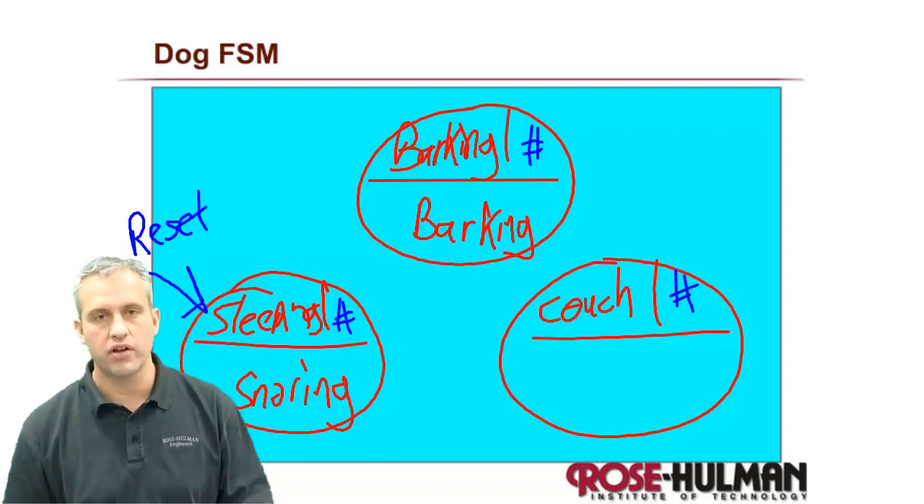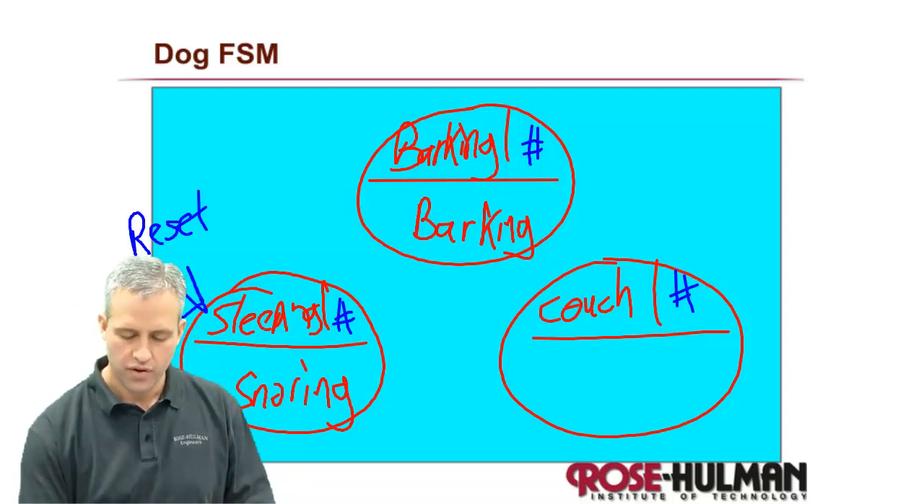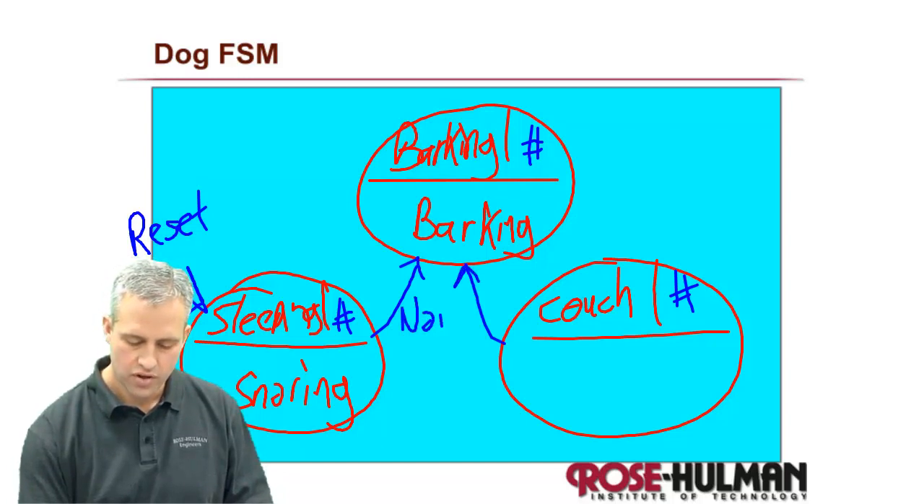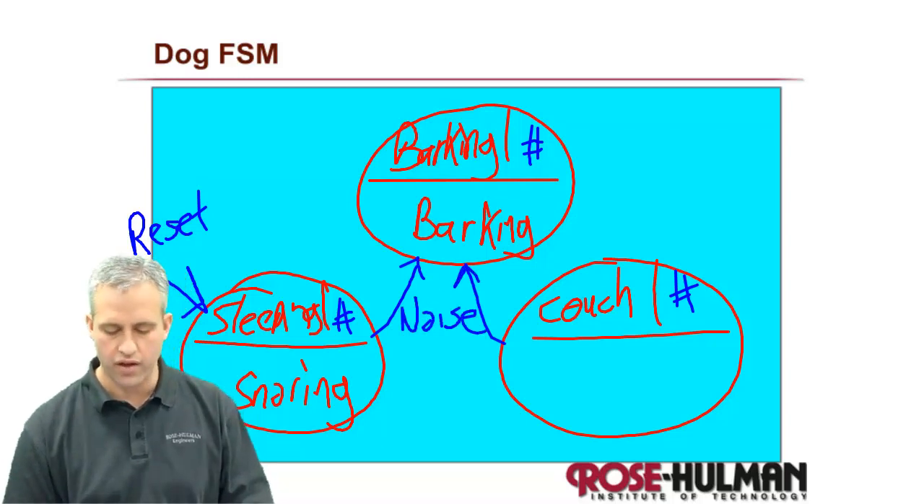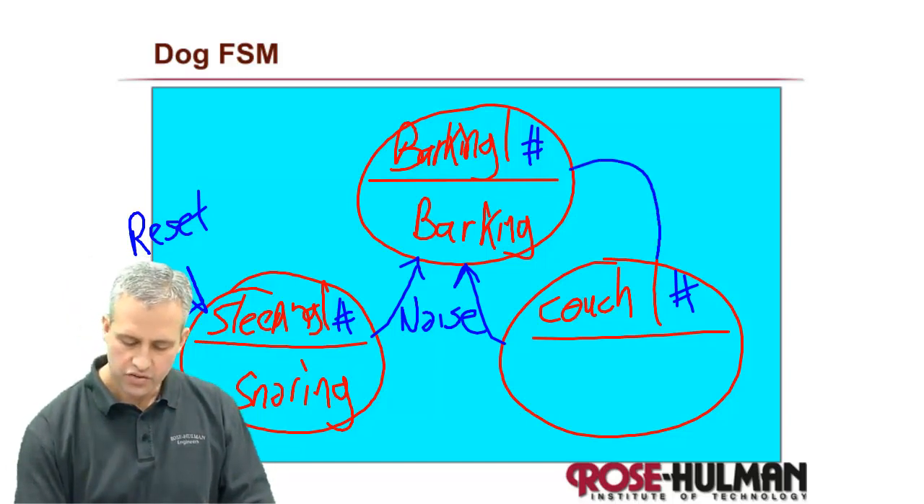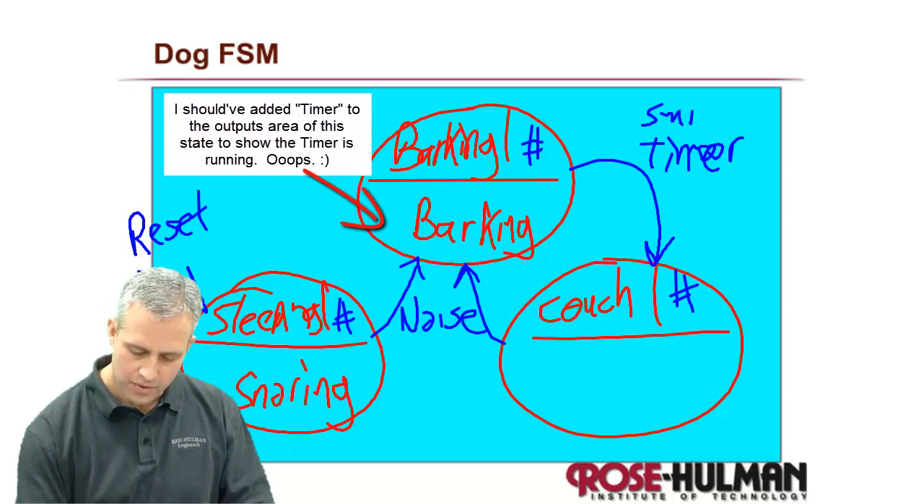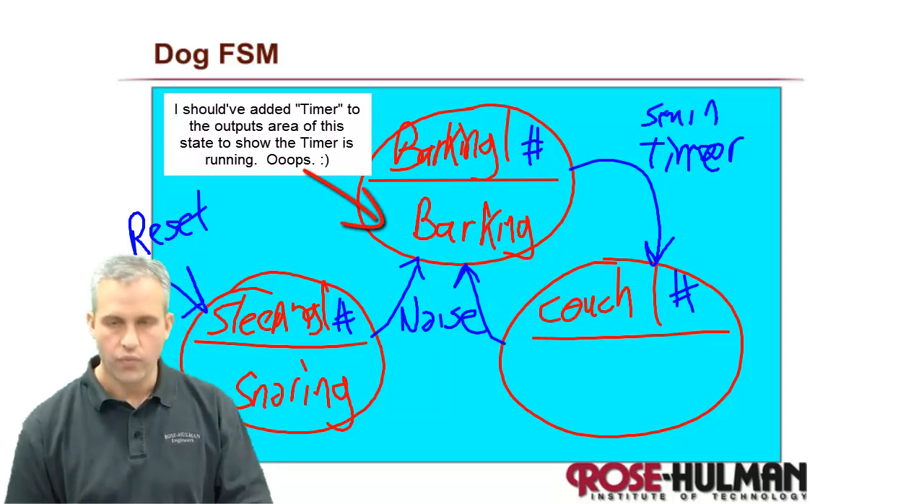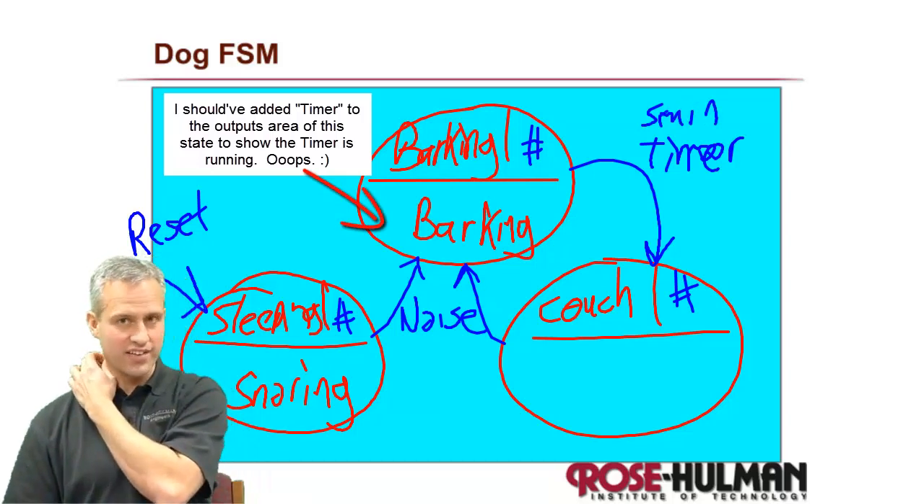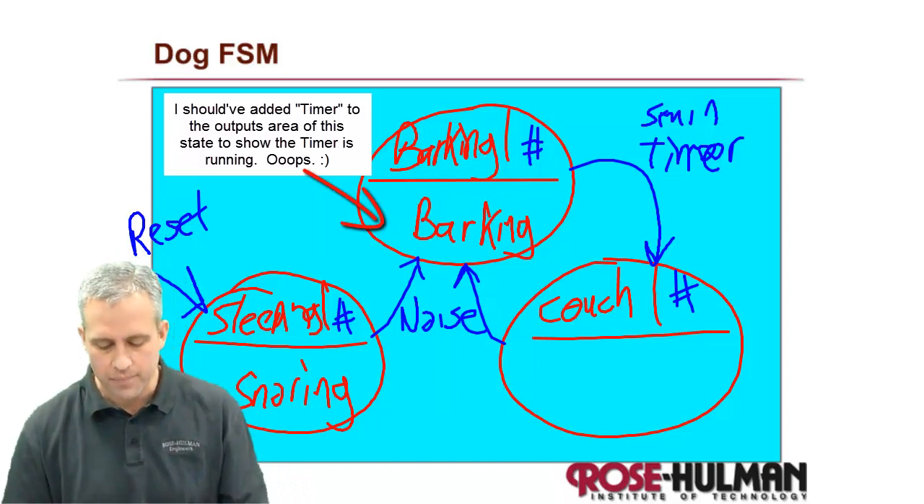Now we've got to start putting the transitions in. So one of the rules was if he ever hears a noise, he starts barking, right? He continues barking until some timer goes off. So I'll write the word timer. So that's a 5-minute timer. When we build this thing later, we'll make it a 5-second timer, but it's a 5-minute timer for now.